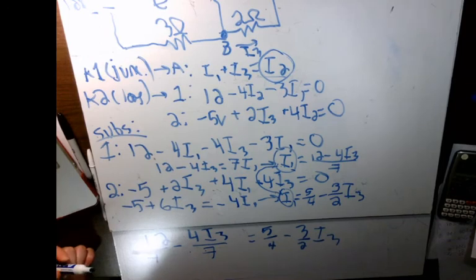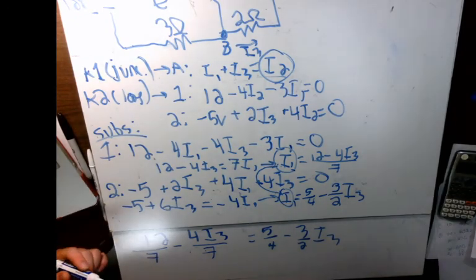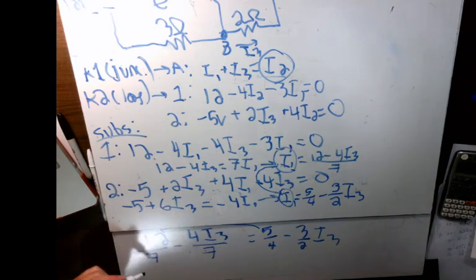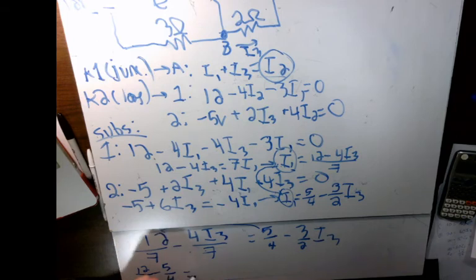Alright, now I want to solve for my I3. Hoping that I made no silly math errors working with this many fractions. Has a lot of room for error though. So this is a bigger number, I'm going to bring this over, subtract. So 12 over 7 minus 5 over 4. And I'm going to add this to this side: 4I3 over 7 minus 3 over 2 I3.